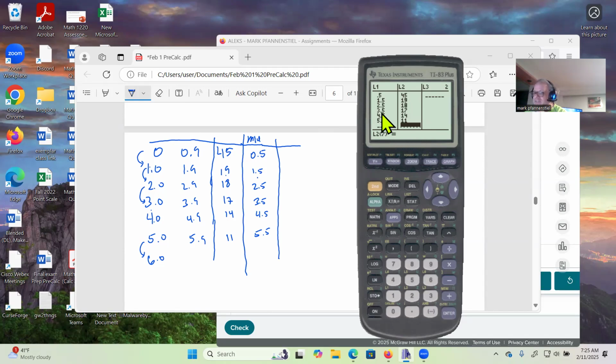We've put the data into the calculator. Now it comes time for, hey, we're going to need to figure out some statistics. What do you want to do with this?